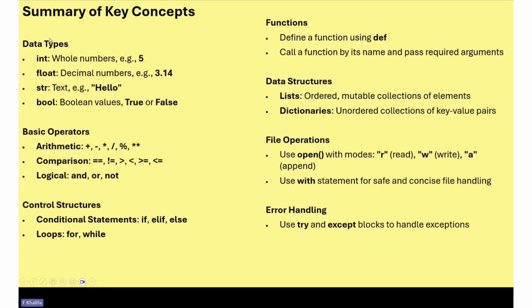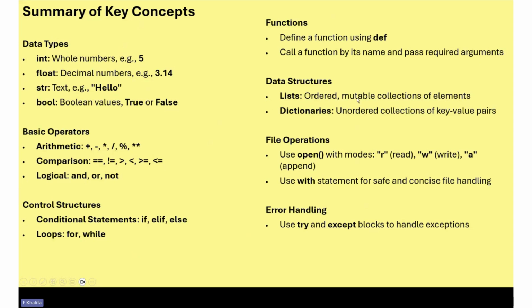Then we've got a summary of key concepts here. Data types: integer, float, string, and boolean. We've got your arithmetic operators, your comparison operators, and then our logical AND, OR, and NOT. We've got control structures. These should be uppercase. Conditional statements: if, elif, and else. Loops are for and while. Define a function using def. Call a function by its name and pass the required arguments, called parameters.